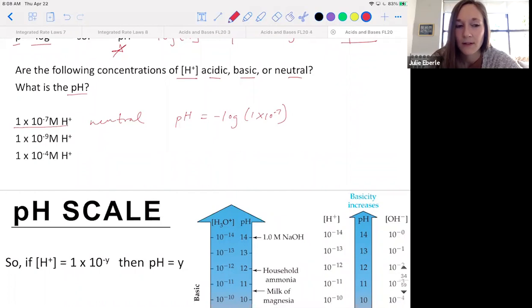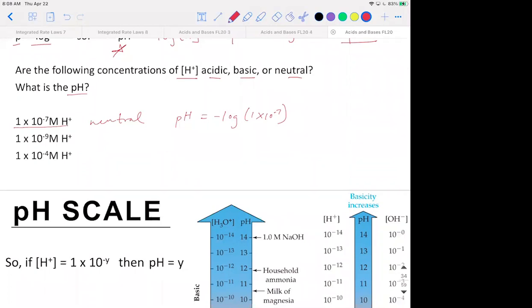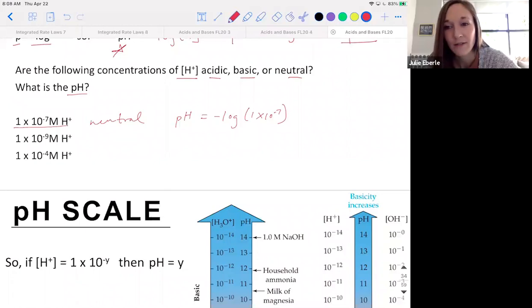Anybody get it yet? I got 6. Negative log of 1 times 10 to the minus 7. You should get exactly 7. Okay, so pH here, double check, should be exactly 7. Okay, thank you, Rachel. Great. So that's neutral, pH is 7.